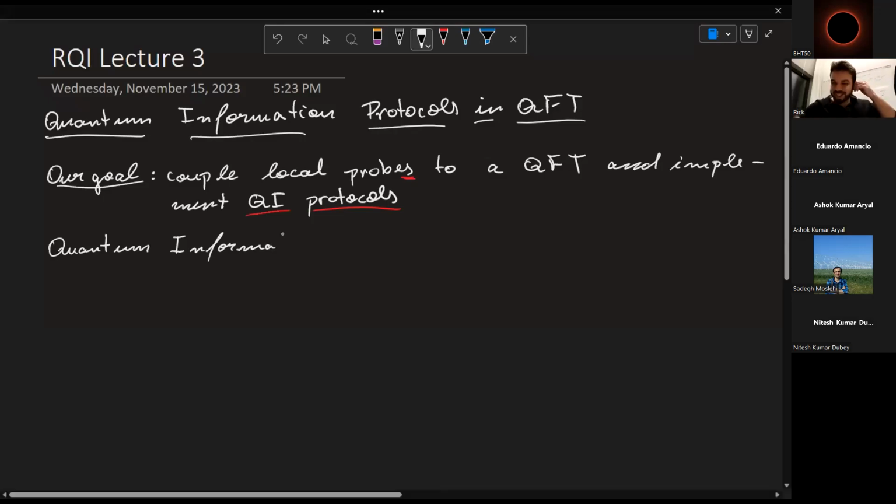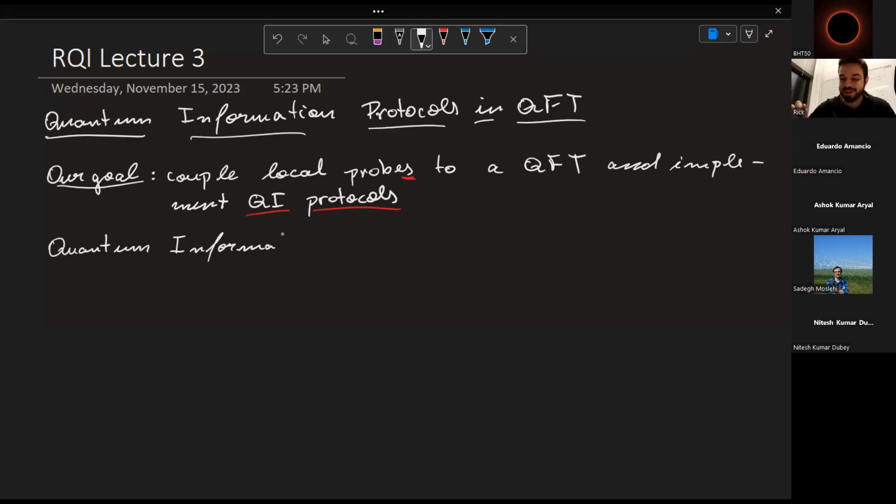Thanks, host. Welcome everyone to the third lecture. Today we'll talk about coupling multiple probes to the field and try to implement quantum information protocols.